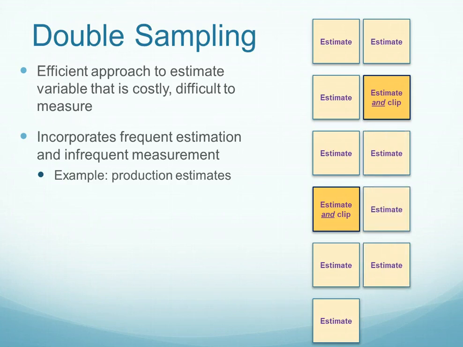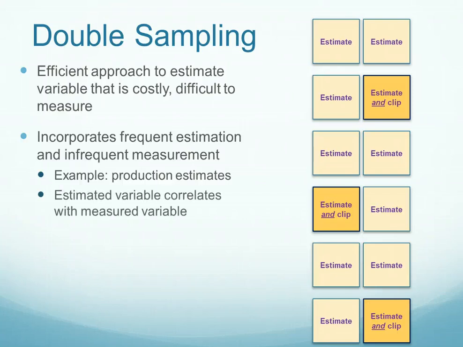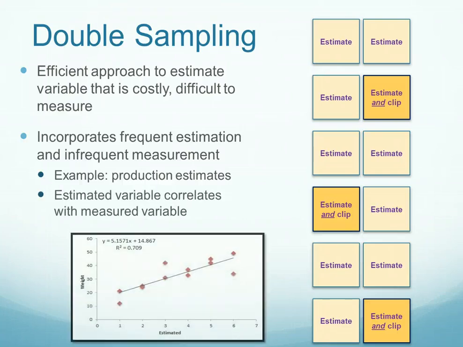So now what we have is 12 quadrats that we have estimated, and of those, 3 of them have been estimated and measured. The estimated variable correlates with the measured variable, and if you have a good relationship between those two, you can use that information to estimate the attribute of interest.